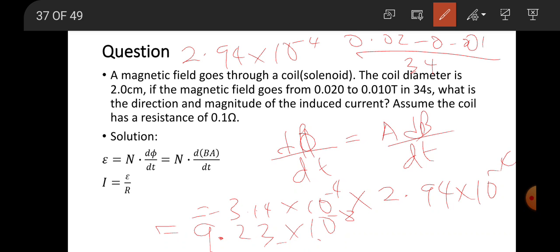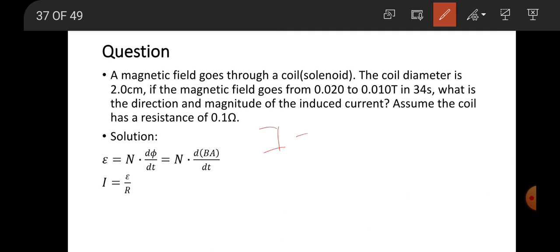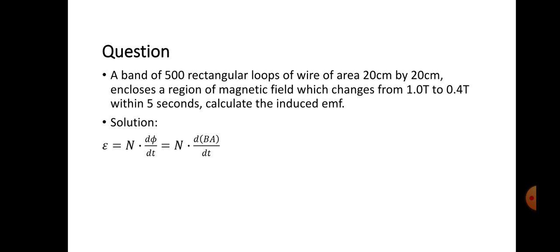We're talking of induced EMF, so volts. But the question says we should find the induced current. So we can now say that induced current is equal to induced EMF divided by the resistance, according to Ohm's law, V equals IR. Don't forget that. So your induced EMF is 9.23 times 10 to the power minus 8, divided by the resistance, which is 0.1. That would be 9.23 times 10 to the power minus 7 amperes, the induced current. This is beautiful.